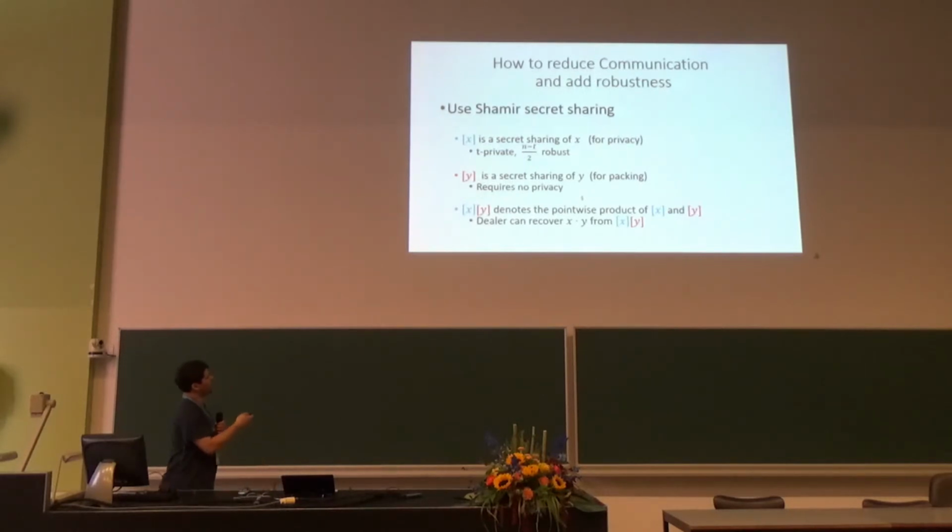And so by using a high degree multiplied by a low degree, it's going to allow the dealer to reconstruct the values, even though if we just had used this one for privacy and multiplied, this would be infeasible. So X times Y is going to denote the pointwise product as we've seen before, and the dealer can recover X times Y from each player locally, taking their shares of X and multiplying locally their share of Y.